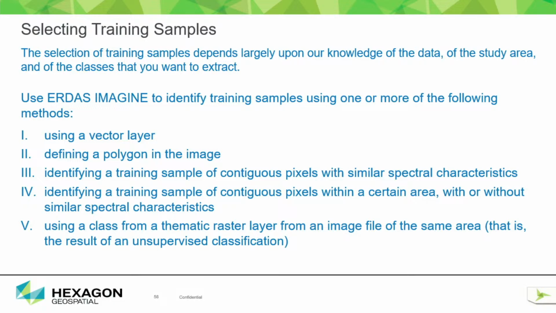Now we have to collect the training data for the supervised classification. Here in ERDAS Imagine there are five facilities. Using a vector layer you can collect the training points, otherwise define a polygon in the image, identify a training sample of contiguous pixels with a similar spectral characteristic, and again pixels within a certain area with or without similar spectral characteristic, and finally using a class from a thematic raster.